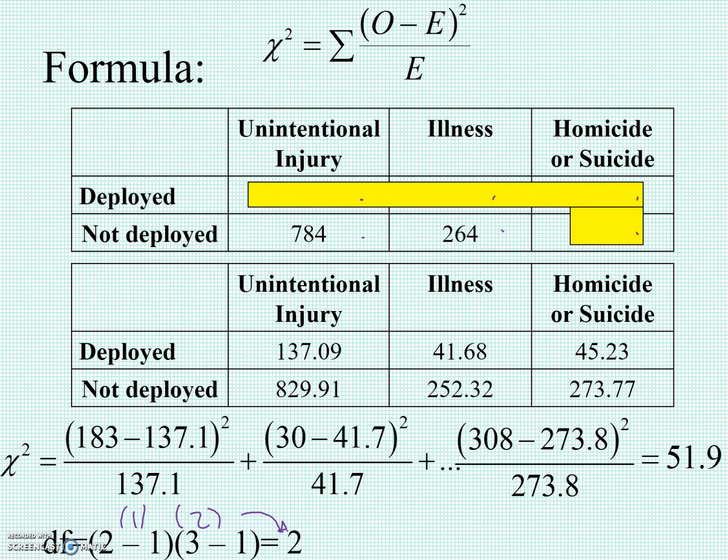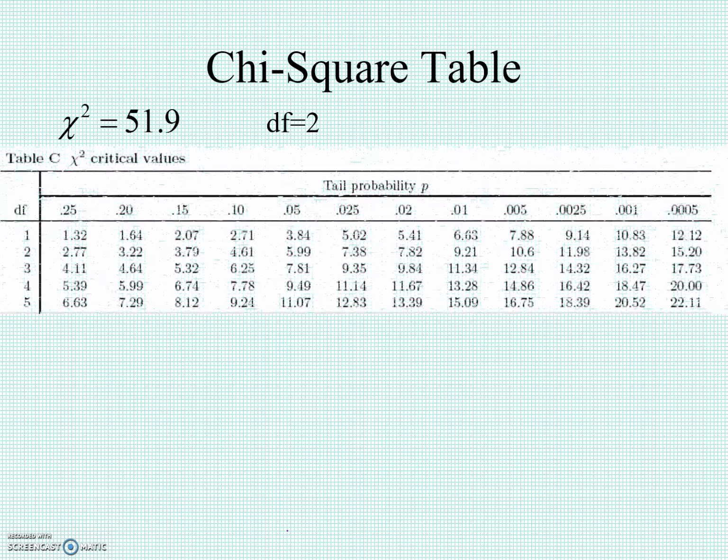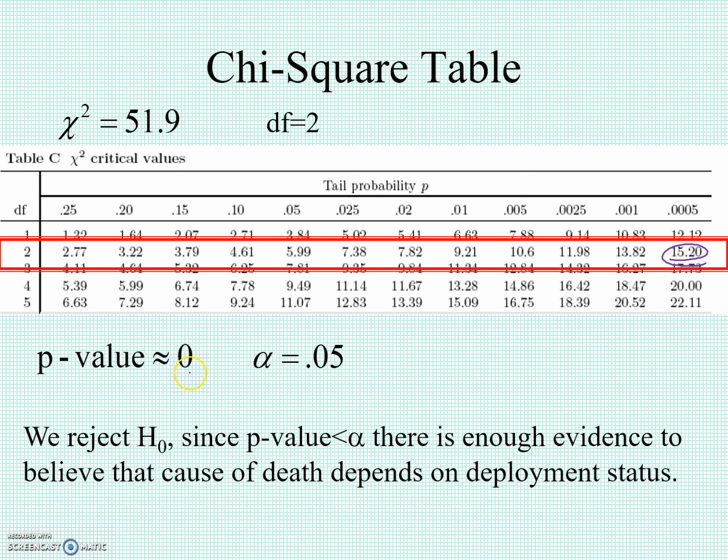So with 2 degrees of freedom and a chi-squared value of 51.9 and an alpha of 0.05, I'm going to look at my table. My chi-squared value is so far above the table values that the p-value is practically 0. It's so small that the table says it's less than 0.005 by a landslide. That is definitely less than our alpha of 0.05, so we will reject our null hypothesis because our p-value is so small. There's enough evidence to believe the cause of death depends on deployment status.